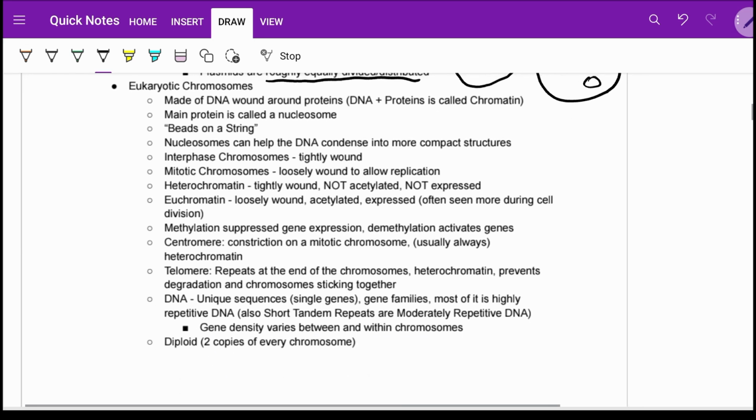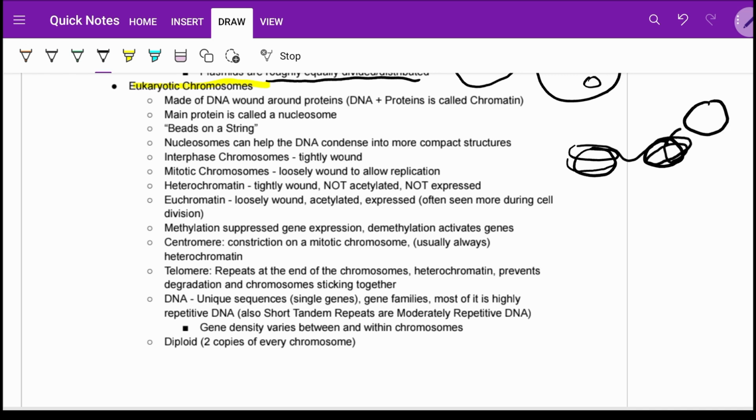We have eukaryotic chromosomes, which are a teeny bit more complicated. So we have DNA, and then they're wound around these circular proteins called histones. And the DNA and histones combined make up something called chromatin. They form these structures where we have one protein, two protein, three protein, and they're all connected and wrapped around. We call that beads on a string because it looks like beads on a string. These are referred to as histone proteins, but the main unit is also called a nucleosome.